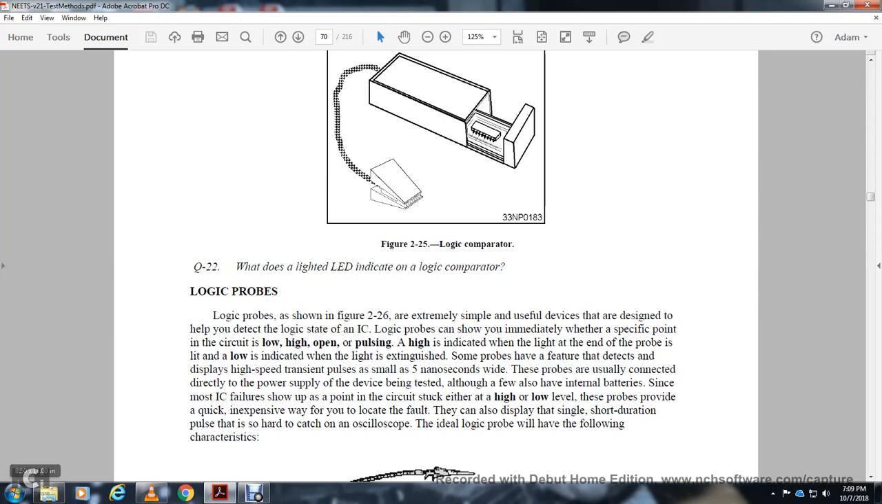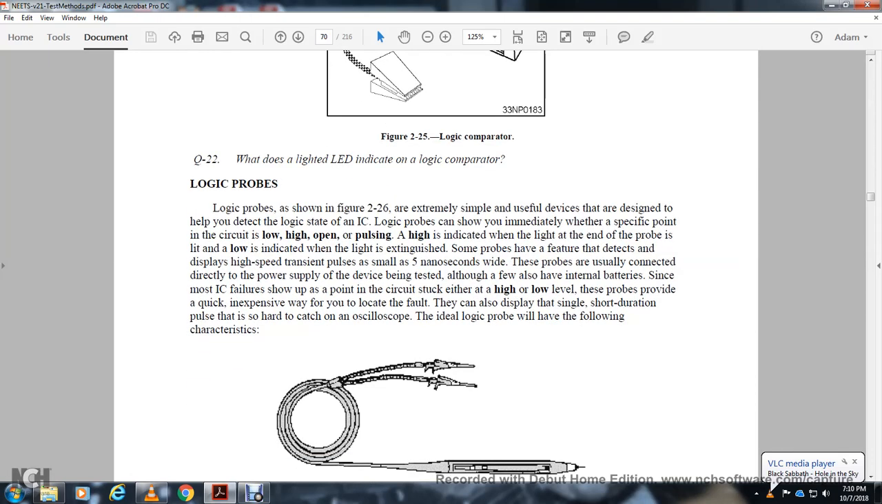Some of the most integrated circuit probes show whether a point of the circuit is at either a high or low level, providing a quick and inexpensive way to locate a fault. They can also display single, short duration pulses that are hard to catch with an oscilloscope. The ideal logic probe will have these characteristics.